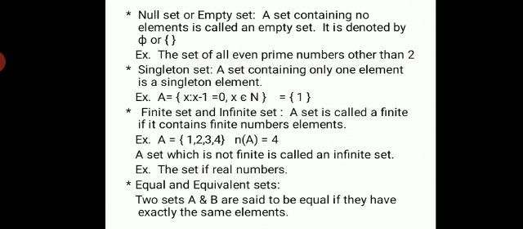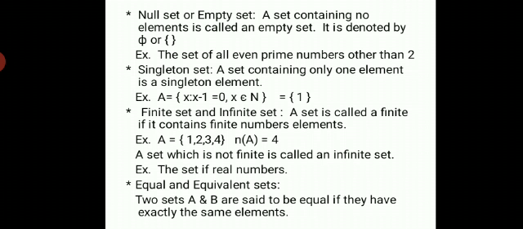So in this example, we can say that {x : x − 1 = 0 and x belongs to natural numbers} is possible only if we take the value x = 1 as a natural number. So this is one of the examples of a singleton set. Next type: finite set and infinite set.